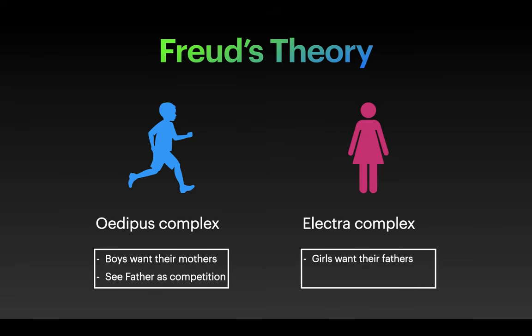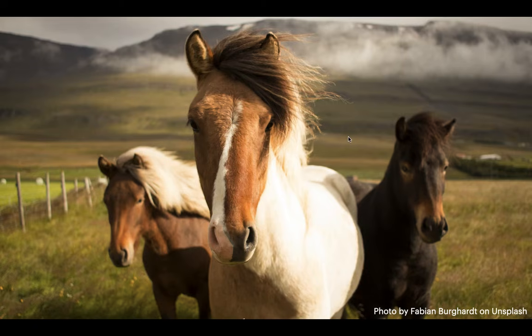The opposite is the Electra complex. Girls want to be sexually active with their fathers, right? They want their fathers, and then they see their mother as a competition, right? So it's exactly the opposite. Again, you don't have to agree. It's a bit of a strange theory, and I don't know whether any psychiatrist actually uses this, but that's what Freud's theory was.